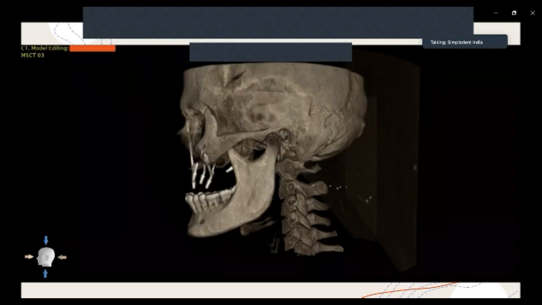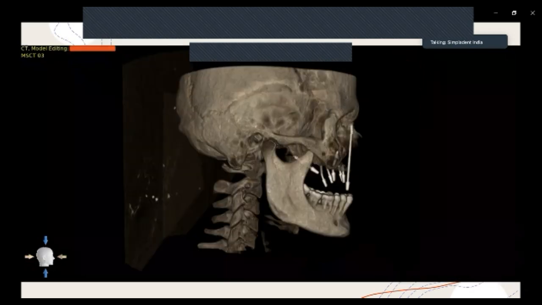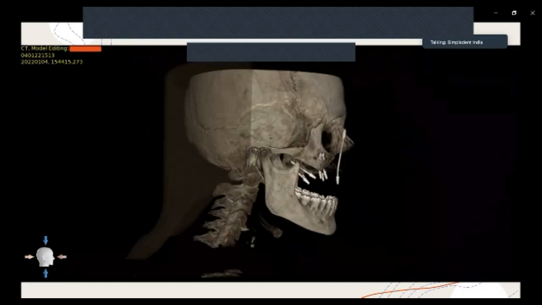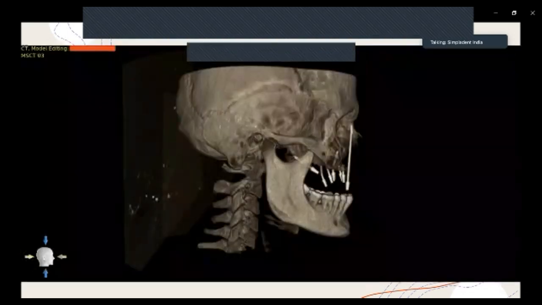Again, one more case. As you see, it's all flapless. You can see how the bone content is there. You can see the bone content on the right hand side. So these are the cases that are there.